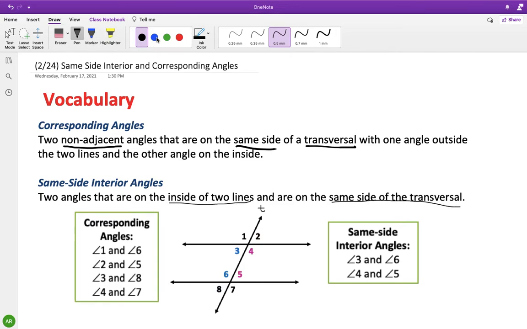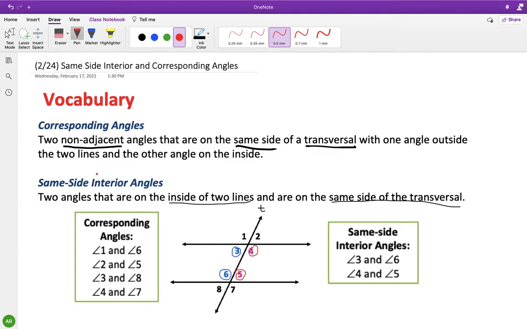This one's nice because there's really only two pairs we have to know. In this case, angles 3 and 6 are our example of same side interior. And then angles 4 and 5 are also examples of same side interior angles.